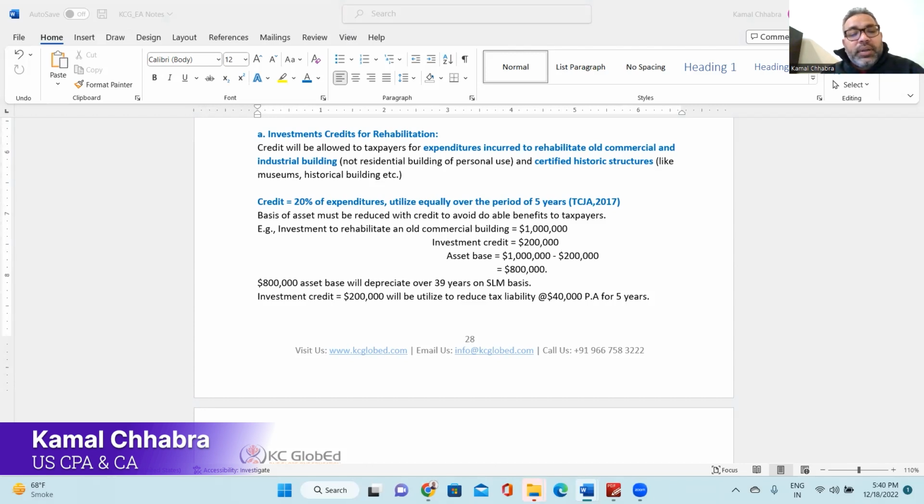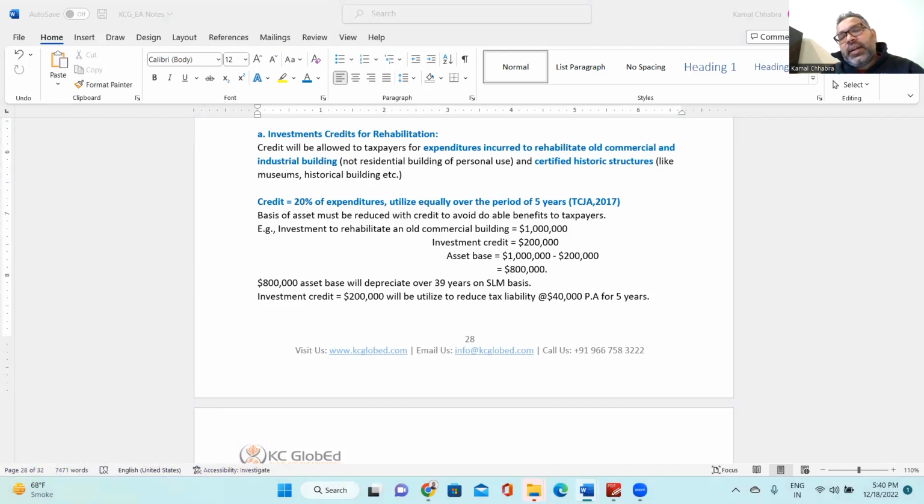On the $800,000 asset base, you will depreciate over the life of the building. Let's say it is 39 years on a straight-line basis. And the investment credit is $200,000, but you will utilize it over a period of 5 years, that is 200,000 divided by 5, which is $40,000 every year. That's how you'll utilize the investment credit for rehabilitation. Make sense?